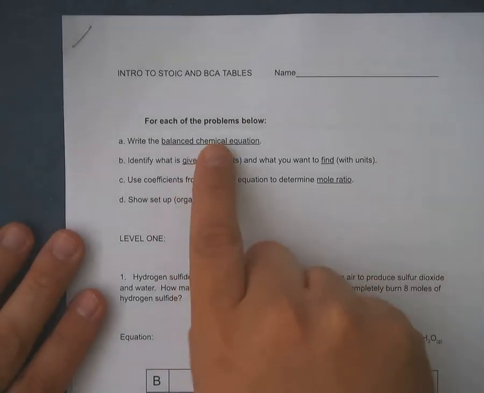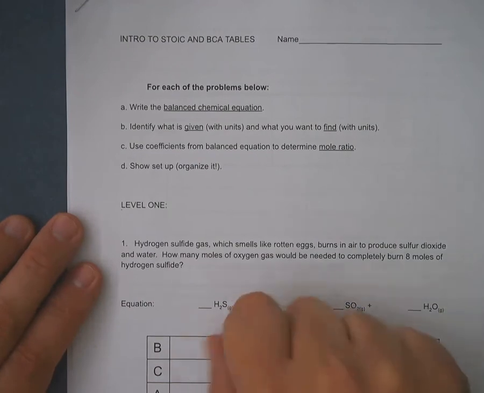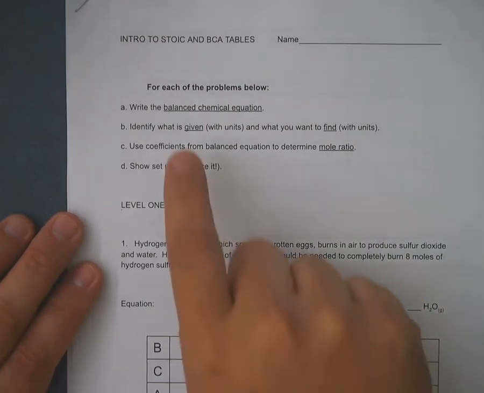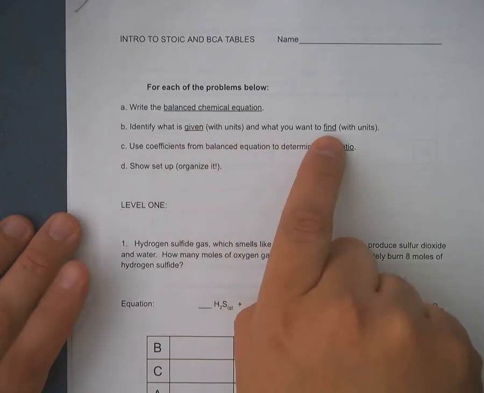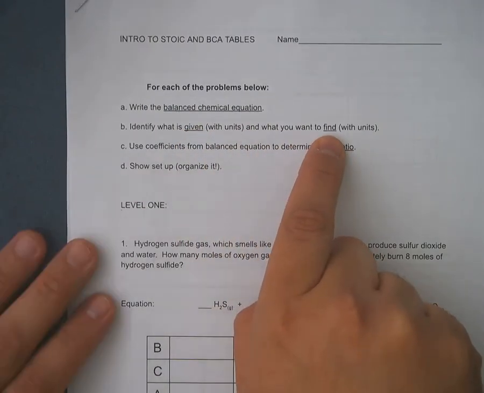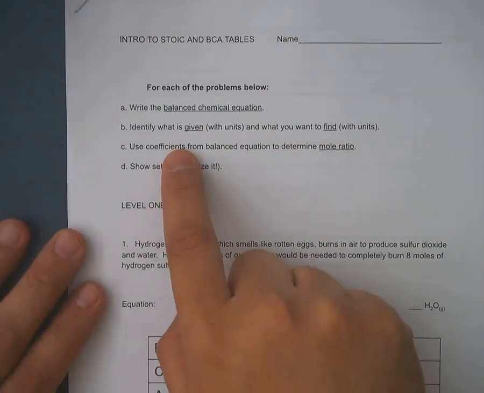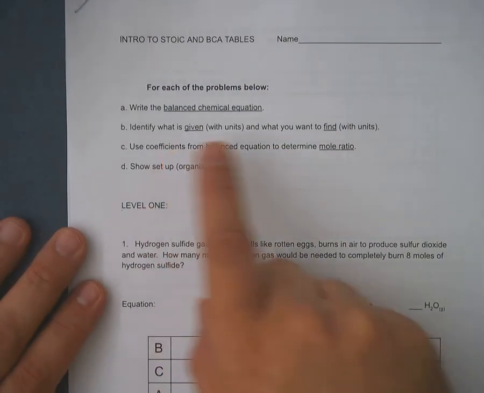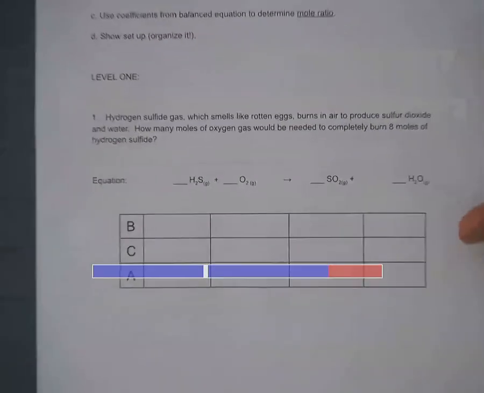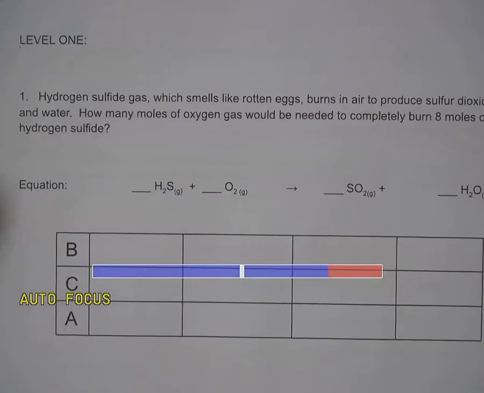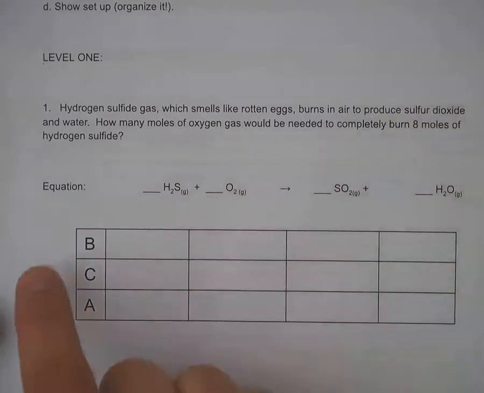For each of the problems, you're going to need a balanced chemical equation. Then we're going to read the question to figure out what's given to us and what we want to find. What's the question asking for? This is the first time that we're going to actually study the coefficients from the balanced equation, and they'll be in moles. So I'll show you how this works, and let's see if we can learn from this.